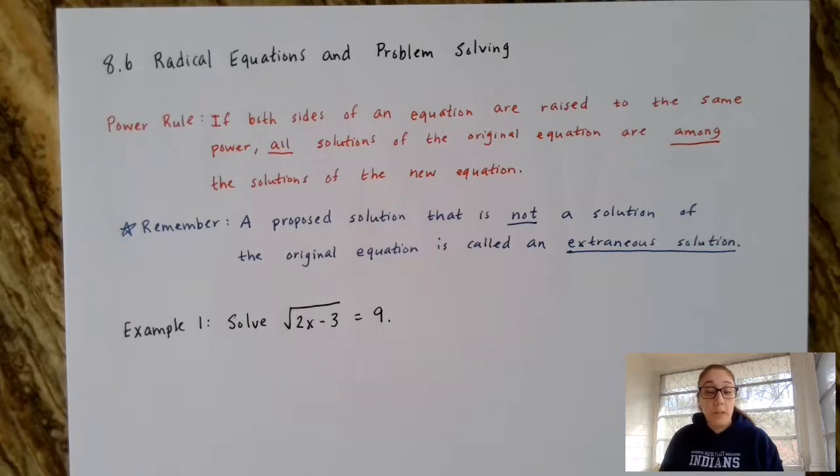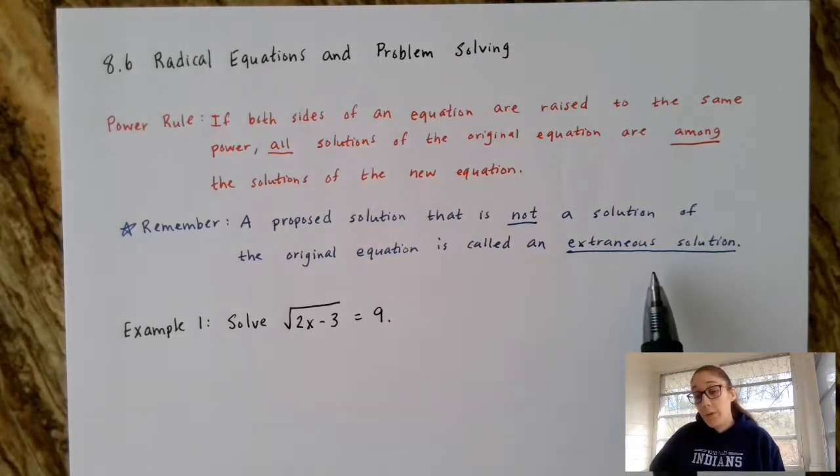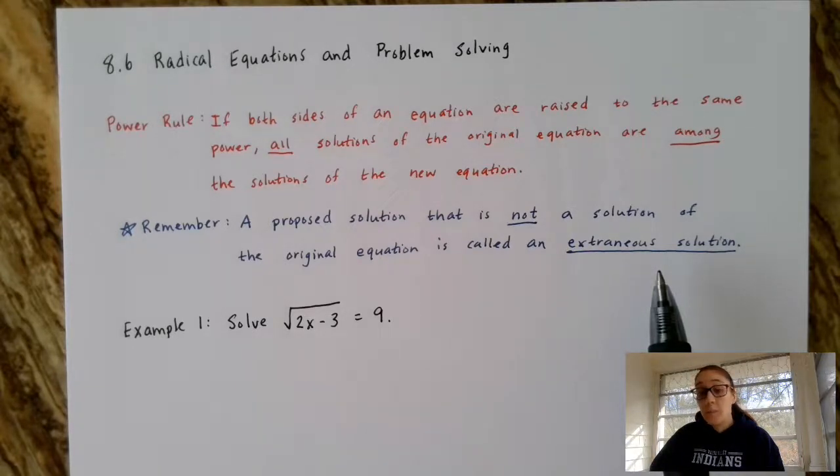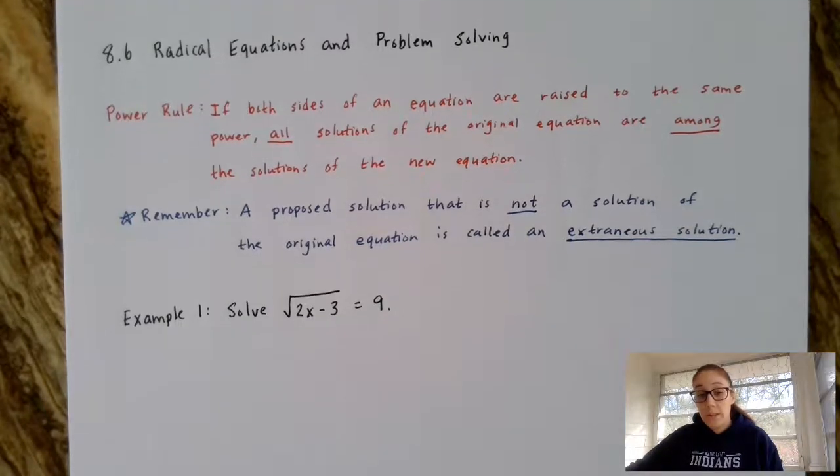Okay? And sometimes maybe one of your answers will be extraneous, maybe all of your answers will be extraneous, and maybe sometimes none of your answers will be extraneous. Every case is different, and you just don't know until you check. Alright, so you have to watch out for those, because you don't want to include an extraneous number in your final answer. So let's take a look at this first example.